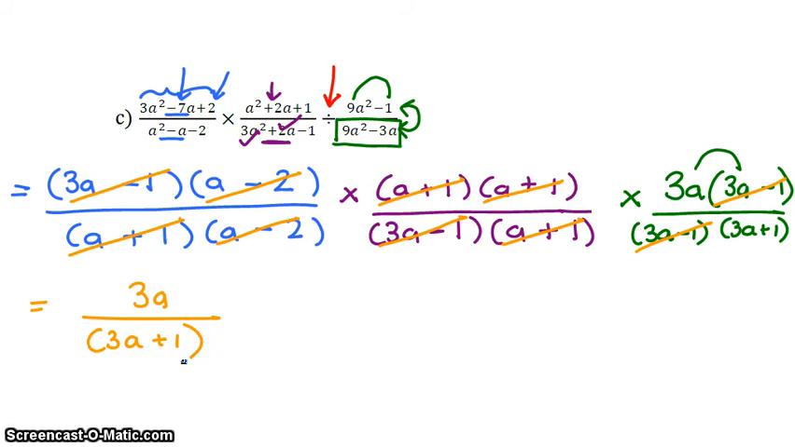Now it's very tempting to cancel those 3a's. It's very tempting to do that. We absolutely cannot. 3a at the top is one term, and at the bottom it's one term in a bracket. So you may only cancel if you can cancel an entire bracket. So that is our answer.